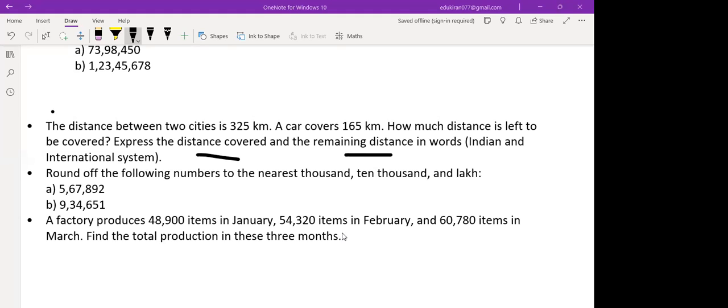Correct. Okay. Ma'am, for B, for the nearest thousand, it will be 9,30,000. For the next one, for the 10,000 one, ma'am, it will be 9,30,000. Correct. And for the lakh one, it will be 9 lakh. Yeah, sorry, 9 lakh. Okay, next.